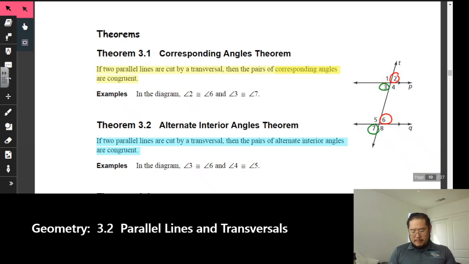And there's two other pairs, and hopefully you realize that 1 and 5, they're corresponding as well. So we could also add angle 1 and angle 5. Let's go ahead and put angle 1 is congruent to angle 5, and then also angle 4 is congruent to angle 8.